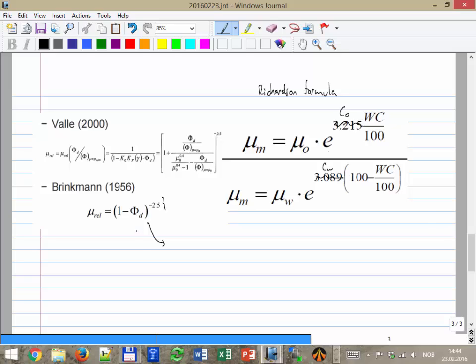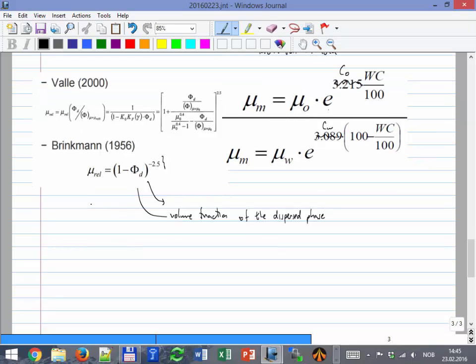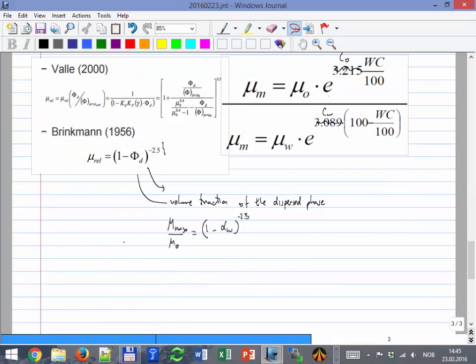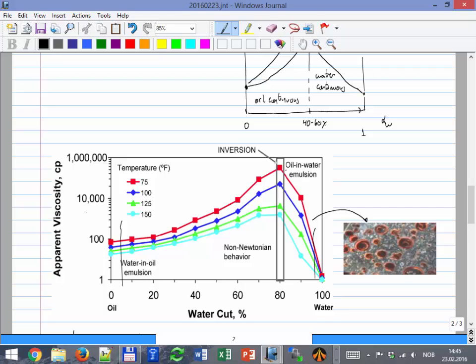And then this alpha is the volume fraction of the dispersed phase, and this is the relative viscosity. If we want to find out the viscosity of the mixture with respect to oil, then we have 1 minus the volume fraction of the dispersed phase, which will be water, alpha water. Or if you want to predict the other side, then you have to say the viscosity of the mixture equals the viscosity of the water times 1 minus alpha oil to the power of 2.5. Okay? And that gives you the behavior for this part of the chart.